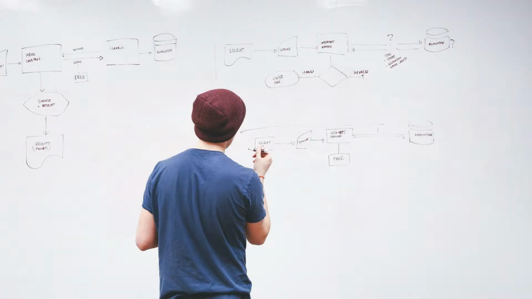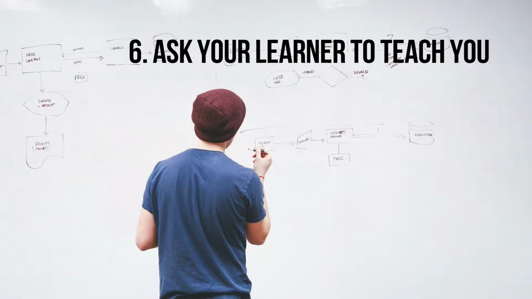Number 6, ask the learner to pick a topic and teach it back to you. You can start to understand more about what topics in your field that learner is interested in, as well as how they like to learn that material. In them choosing what to teach and how to teach it, you'll be able to see what interests them and how they best master that material so that you can teach it in a similar way moving forward.